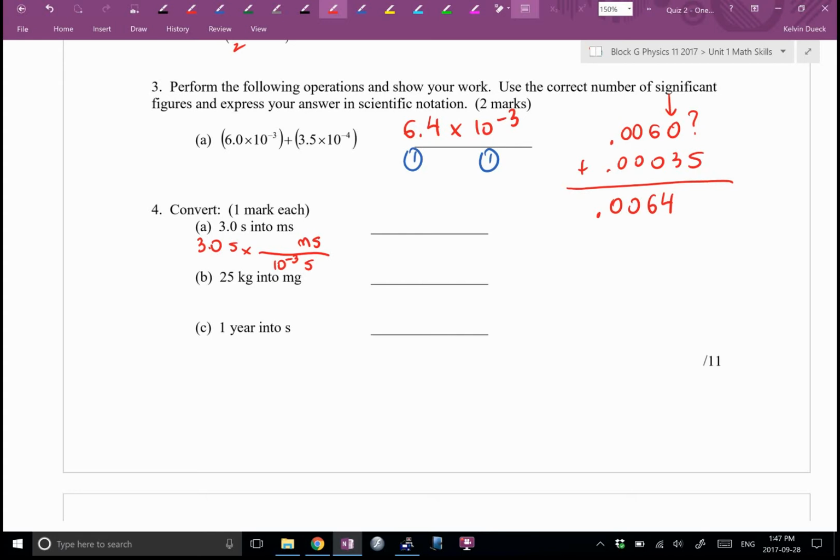I get 3 divided by 10 to the negative 3. It's 3,000, yes? Is that correct? I'm doing it in my head, but I'm pretty sure I can divide by that in my head. Yes? 3,000?